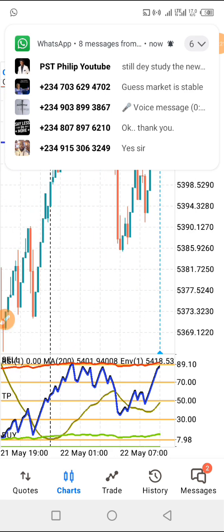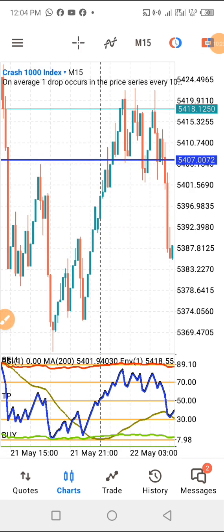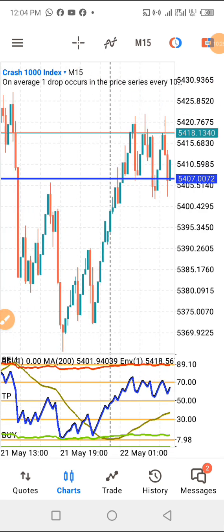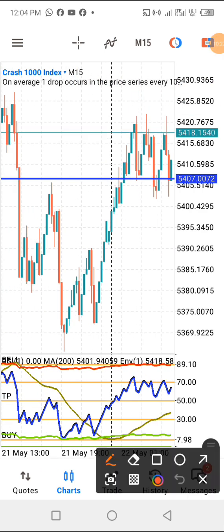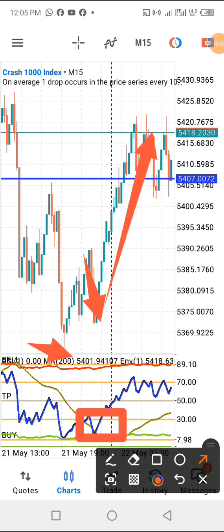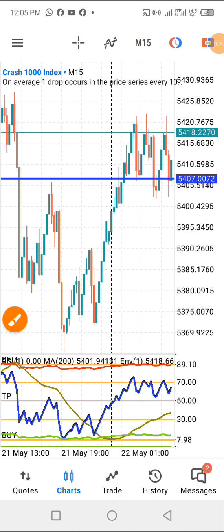So probably this is when you have taken your entry on this crash index, where we have the cross here, though it had a pullback, which I will suggest by then your stop loss will be around here. What next? Price keeps moving up. Do you see it, guys? Price started going up.